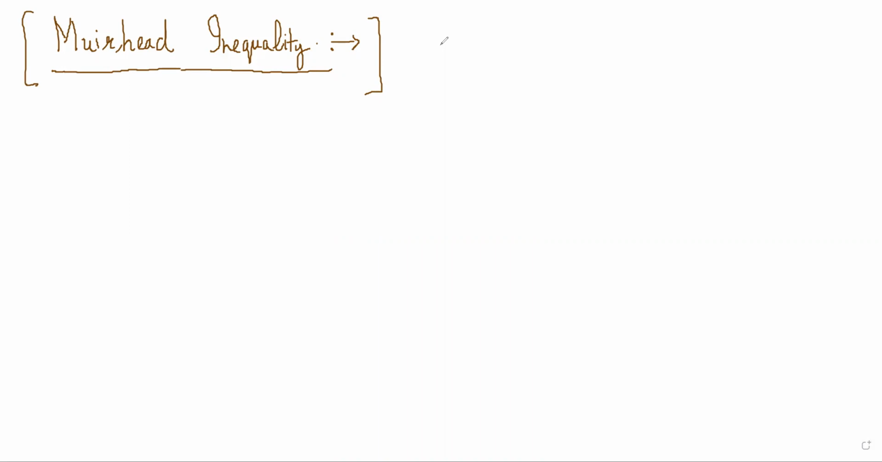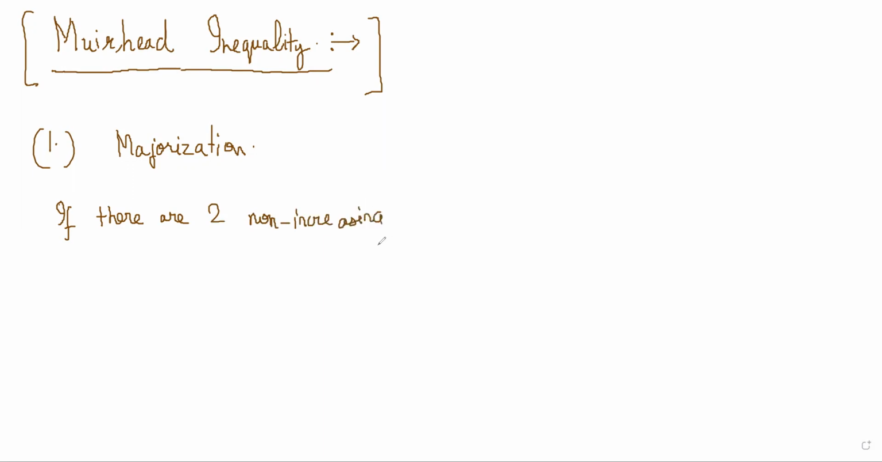So let's see. The first idea that you need to understand is majorization. So what is this majorization of sequences? Let's take an example. If there are two non-increasing sequences... what is a non-increasing sequence? It is a sequence where the terms are either decreasing or equal. You order the terms with the highest first, and then the next term will be smaller or equal to the previous term. So that is a non-increasing sequence.